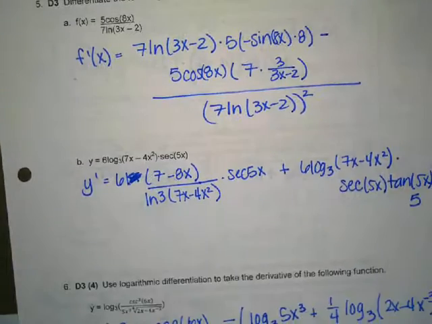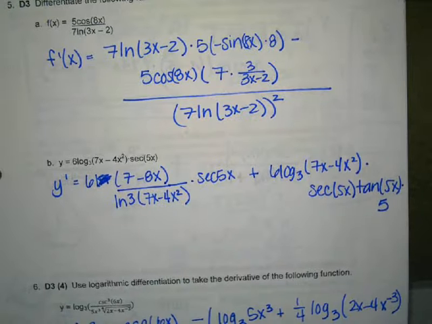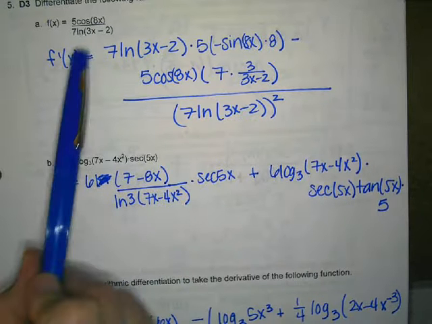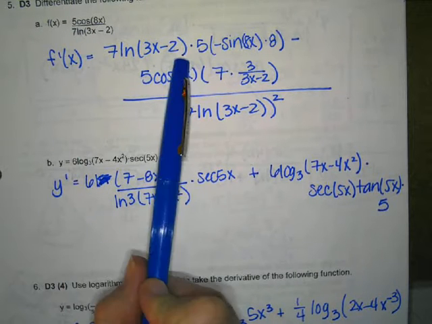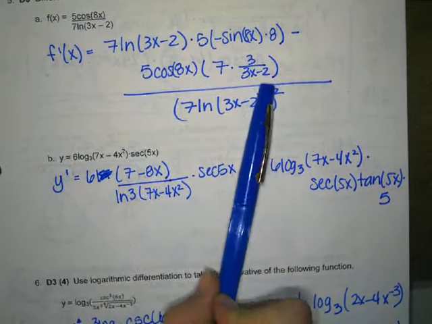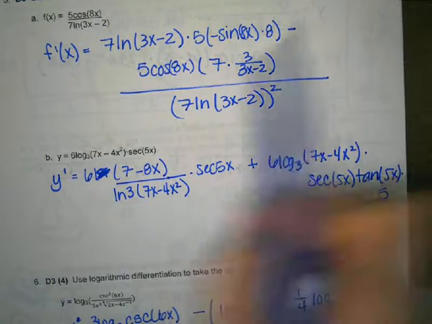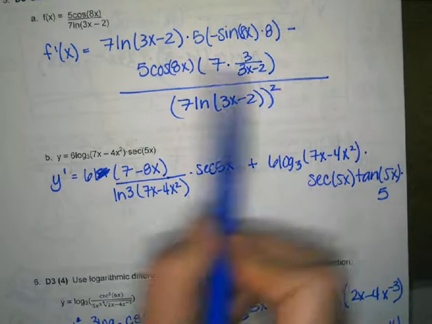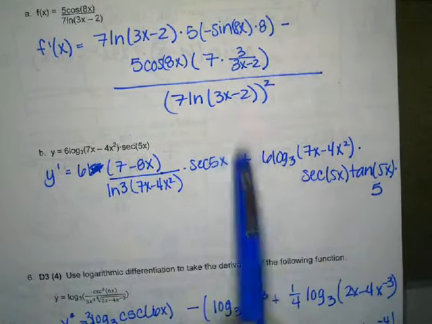Okay, for number 5, I'd use the quotient rule here. So this is low d high minus high d low. And the d low is where you have to do the u prime over u, because that ln, all over low squared.